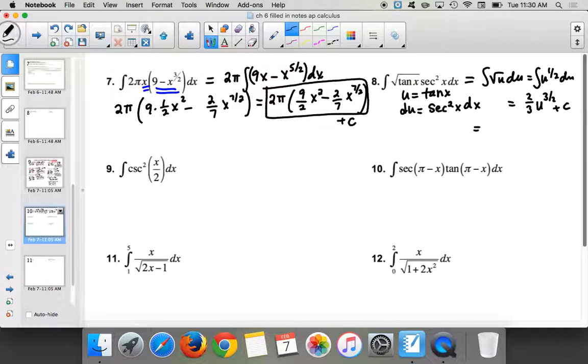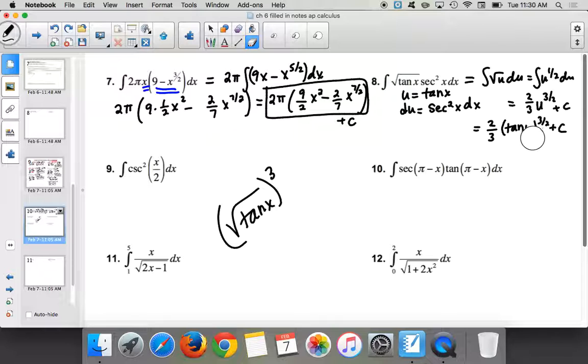What about the secant squared x dx? Yeah, it was replaced with du. And then our u is tangent, so it's going to be tangent of x to the 3 over 2 plus c. And if this was a multiple choice question, it could be written lots of funny ways. You could have like the square root of tangent cubed, right? Those are all equivalent, the different ways to write this. Oh, dang it. Tangent of x. Man, you guys are just really going to get some bonus points here. All right, so that's our answer.